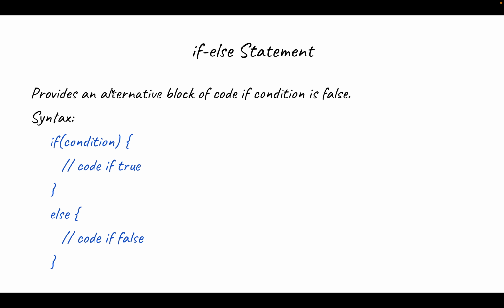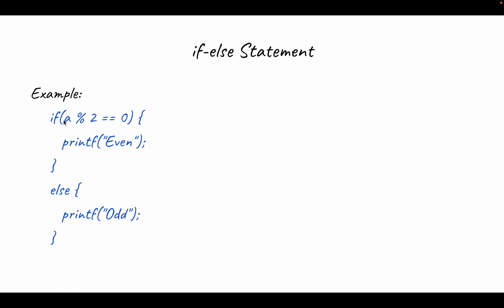The if else statement provides an alternative block of code if the condition is false. Syntax: if this condition is true, then execute this code, else execute this code. If the condition is false, then execute the else code. Example: if a modulo 2 equals 0, then print even, else print odd. If this condition is true, then print even; if this condition is false, then print odd.